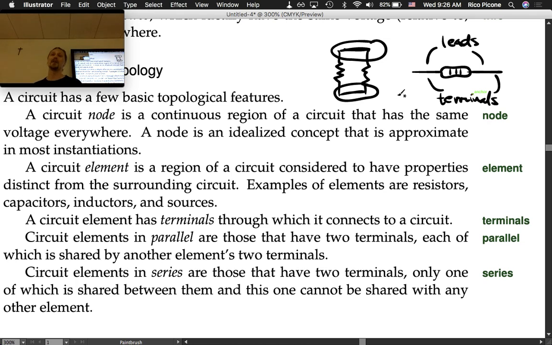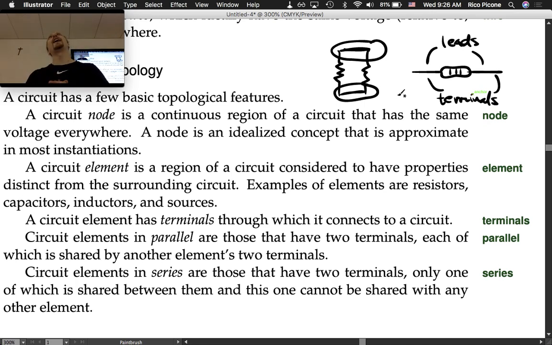There are a lot of different types of terminals, and that's why we use this terminology, because it's general. However you connect to it, we're not going to say it has to look like this. Whatever the connection to the circuit is, we call those the terminals. Circuit elements in parallel are those that have two terminals, each of which is shared by another element's two terminals.